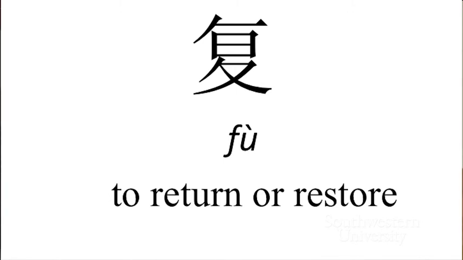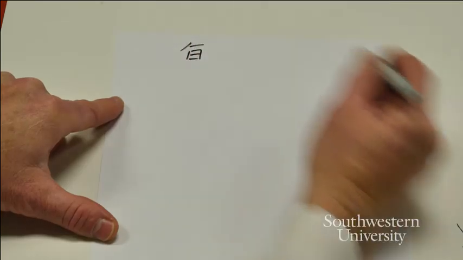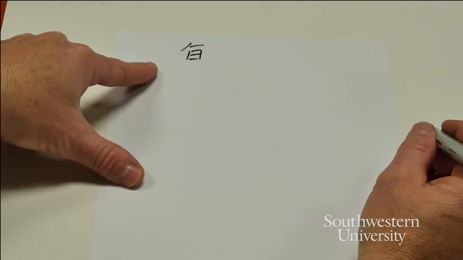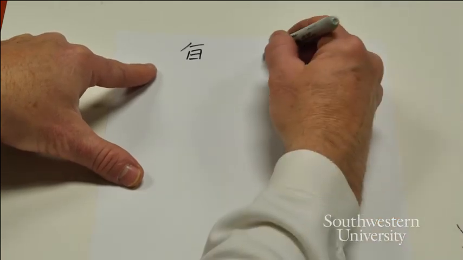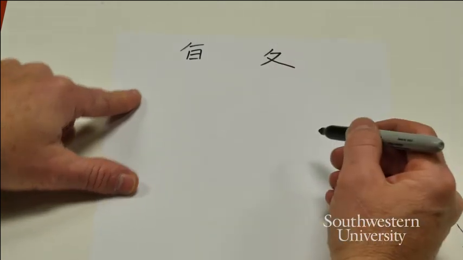Fu means to restore, to return. The top part is part of a phonetic that has been simplified quite a bit. The bottom part is jur, a foot upside down, indicating the return back.